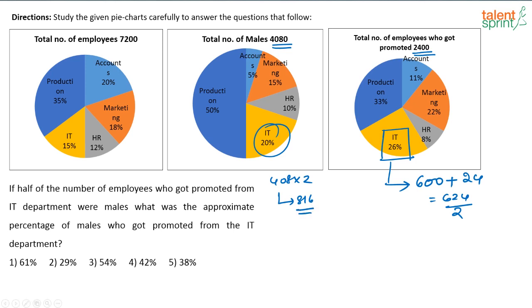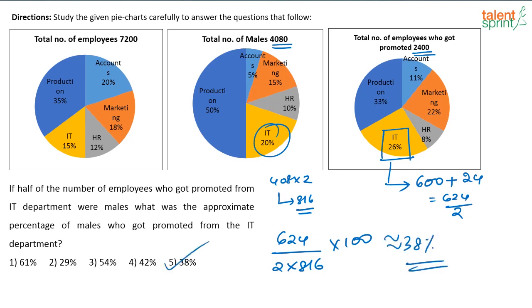So what is the percentage that they are asking for? This is nothing but 624 divided by 2, that is 312, divided by 816. This percentage is what they are asking, correct? Which is approximately, you will get it as 38%. Option 5. Yes, got it?